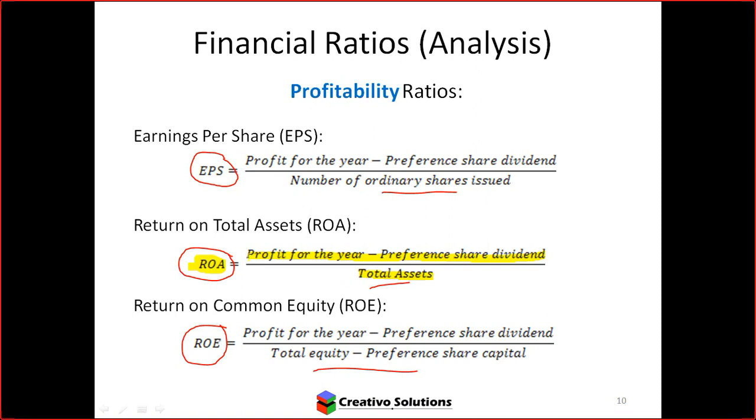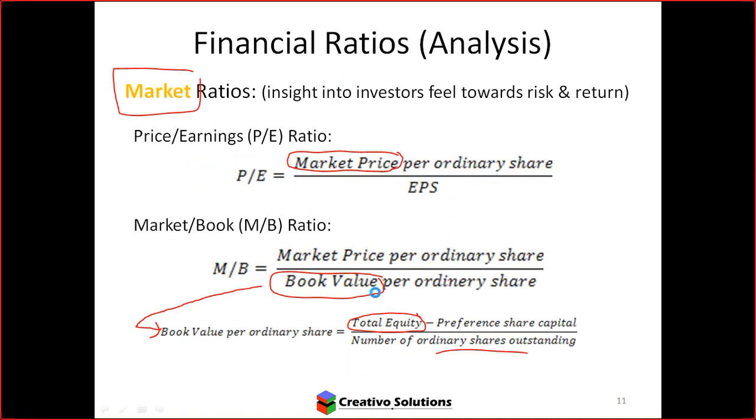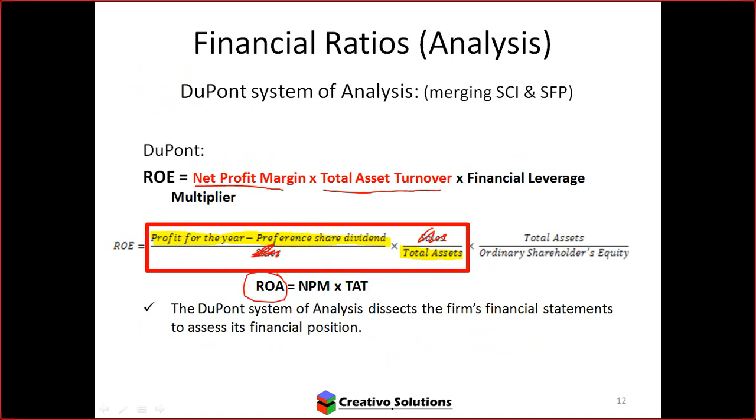Return on assets. Okay, have a look. There's profit for the year minus preference share dividend over total assets. It's the same as what we've got here. Profit for the year minus preference share div over total assets. Do you agree? Okay.